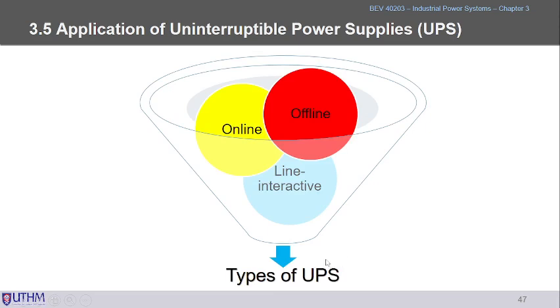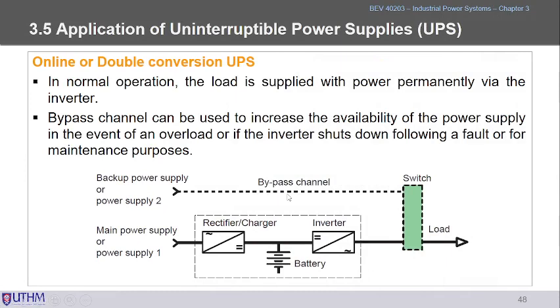So basically we have three types of UPS. One is the online type, another one is the offline, and finally we have the line interactive type. Online is normally implied by the name: the UPS is always the main power supply. That means our load is always supplied by the UPS, and in this case the main AC mains, let's say from TNB, is just our backup, or power supply number 2.